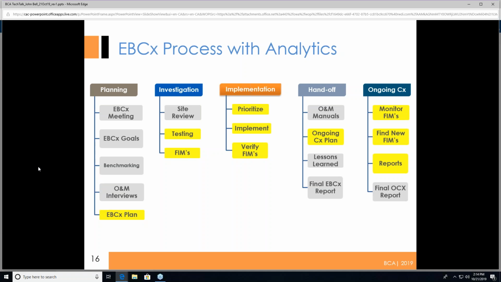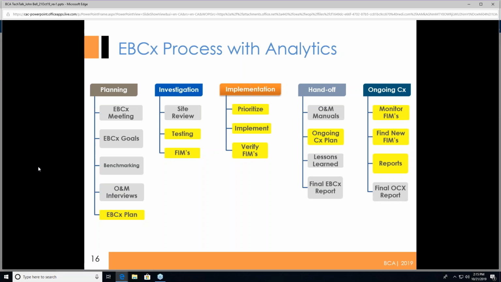Okay, implement. So on the implementation, we would prioritize and implement the facility improvement measures that have been generated through the analytics, and also on site too. I'm not negating the work that's done on site. You still want to perform that and complement both of these. Again, this is a tool in our toolbox. It's not the only tool. You still want, of course, to do that boots on the ground work, but it might not be as much as what you would do in the past.